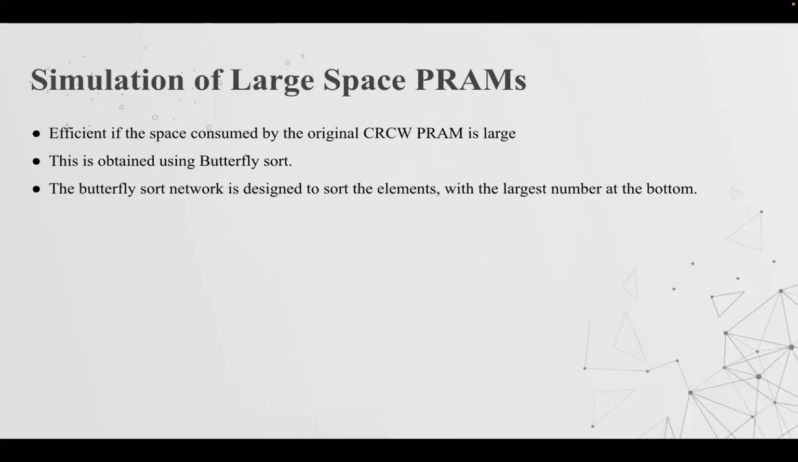The second simulation is the simulation of large space PRAMs. This is efficient if the space consumed by the original CRCW PRAM is large, and this is obtained using a butterfly sort. The butterfly sort network is designed to sort the elements with the largest number at the bottom.